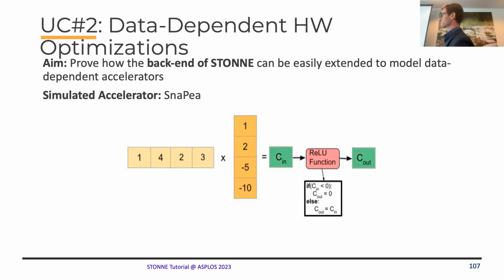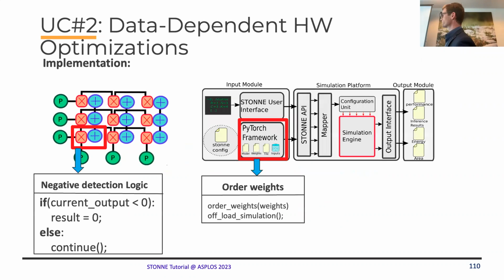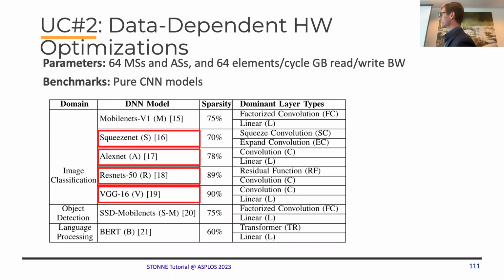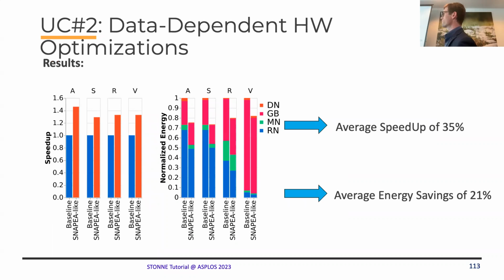This is another simulator. We incorporate this accelerator also into STONNE by adding, at the level of the processing element, negative detection logic. Then we reorder the weights at the level of the front end, that is PyTorch. We compare against the layers that are in the SnaPEA paper, and we observe very similar trends. So this validates the implementation of this new accelerator in STONNE.